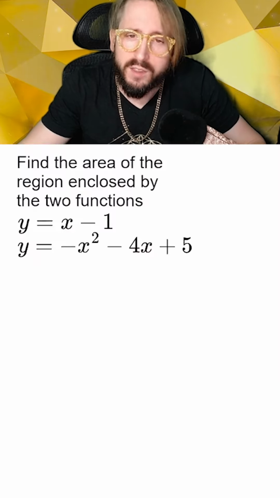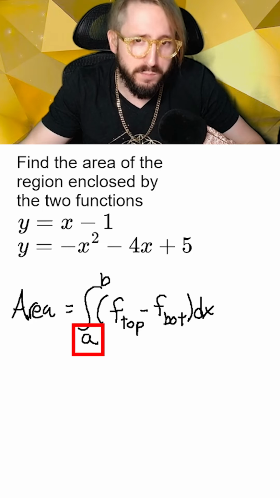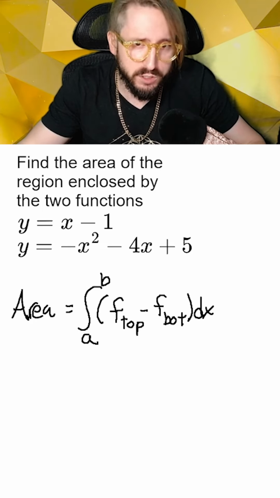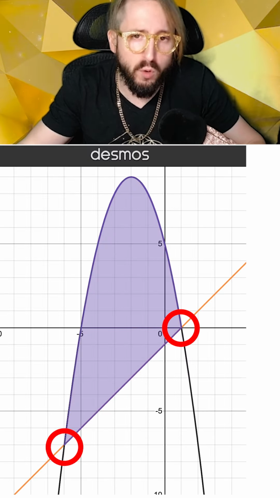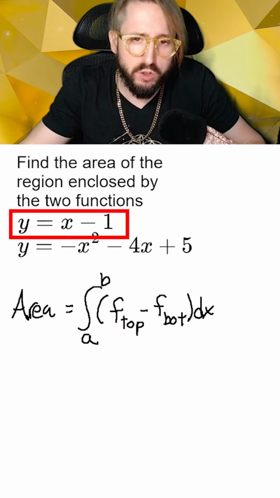However, I'm going to show you how to do this without ever even needing to know what the graph of the functions looks like. The general strategy is to take the integral from a to b of the top function minus the bottom function. So the first thing we need to do is to figure out what our endpoints a and b are. These endpoints are going to be where the two functions intersect.